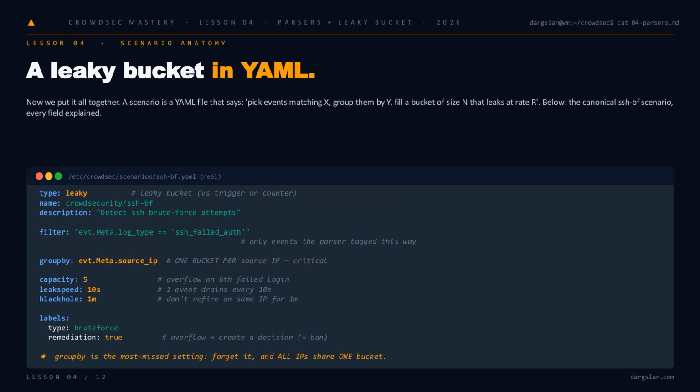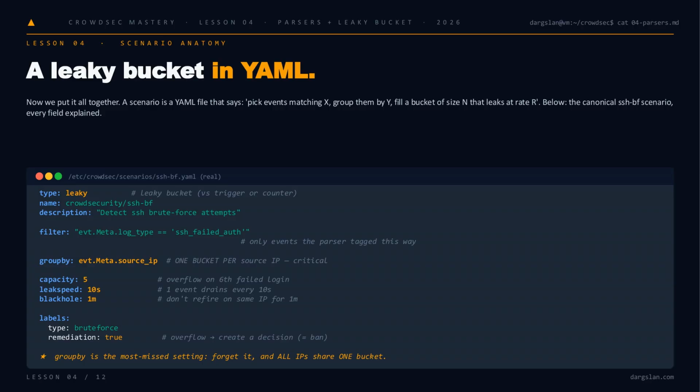The canonical SSH brute force scenario shipped with CrowdSec. Type leaky tells the engine which algorithm to use. Filter picks only the events your parser tagged as SSH failed auth back in stage 2, and then capacity, leak speed, and blackhole are the 3 knobs we just discussed.